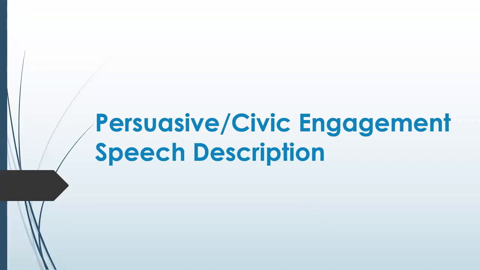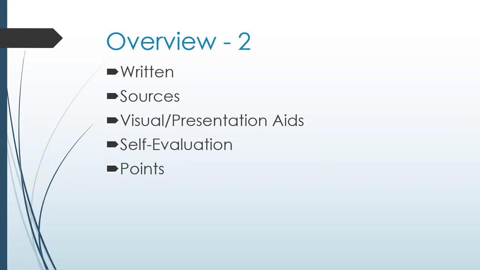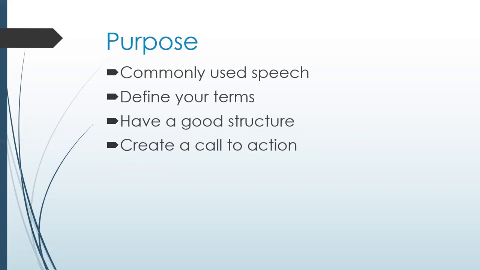The focus right now is just to cover the persuasive or civic engagement speech description, just to give you an overview about what we're going to be looking at on this particular speech. So our job on this one is just to look at the purpose and definitions, the topics, the objectives, the length, the written portion, the sources, the visual or presentation aids. This one does have a self-evaluation, and then there are just the general points for this particular assignment.